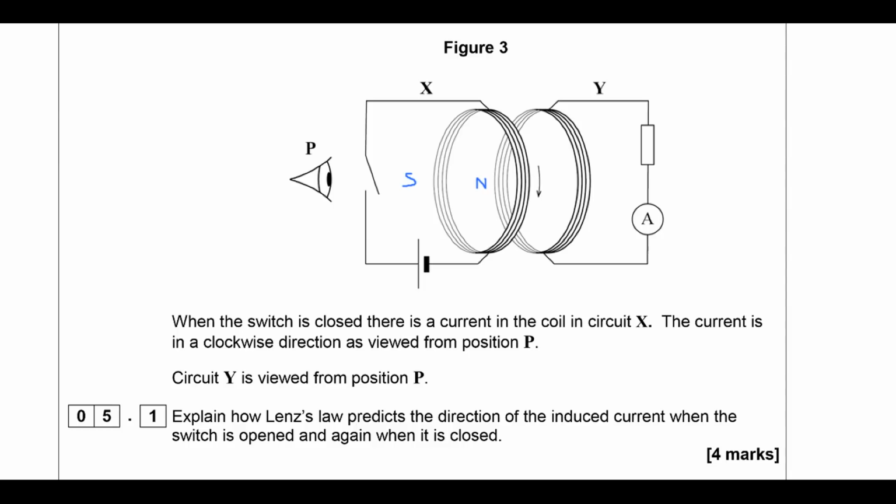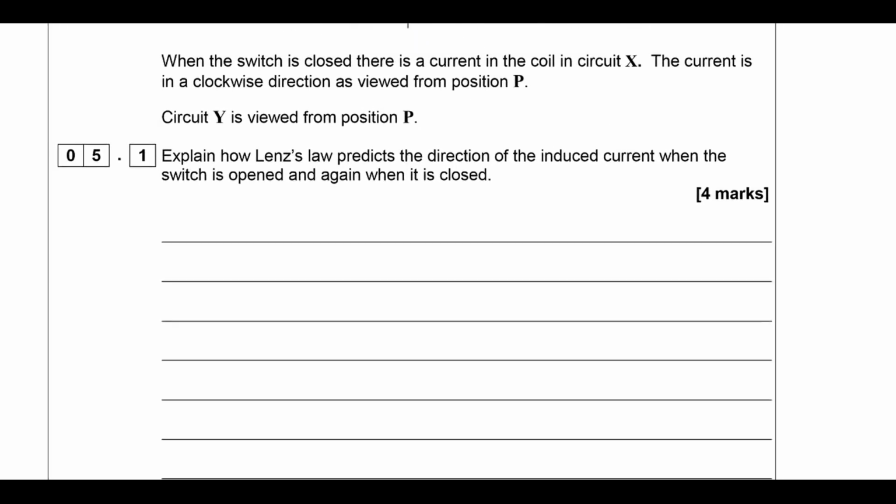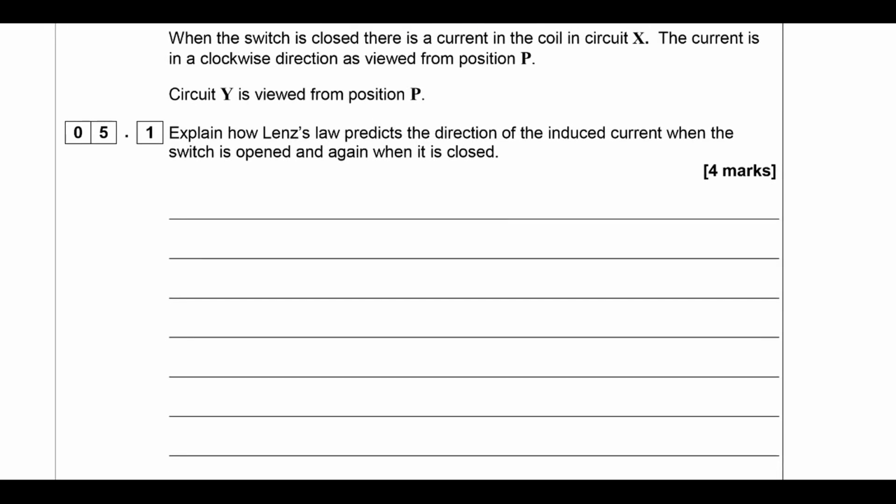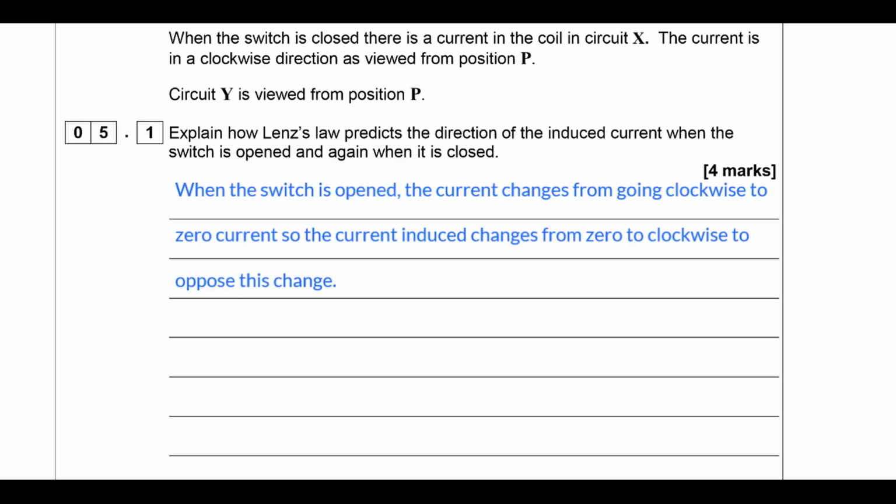When you open the switch, the current goes from going anti-clockwise to nothing, so the change is opposite, so the current travels clockwise to oppose the decrease. So let's put those down. That's what happens when we open the switch. The current in the first coil goes from going clockwise to 0. So the opposite thing happens to the current in the other one, so it goes from 0 to clockwise.